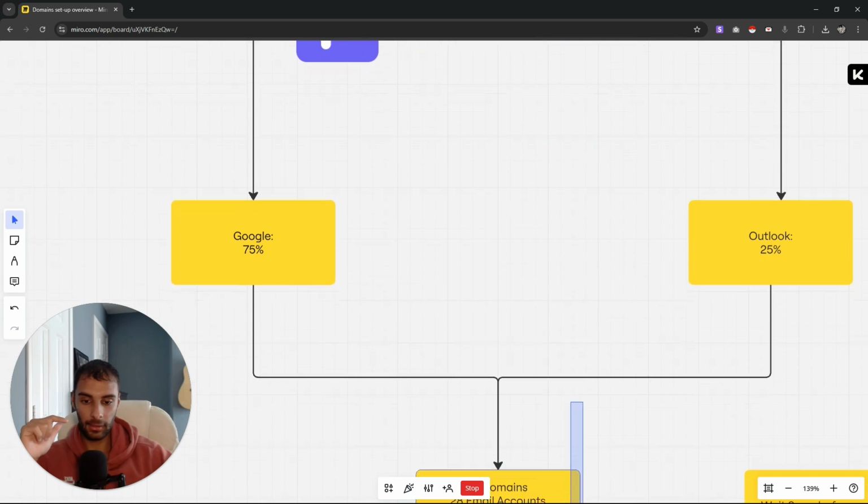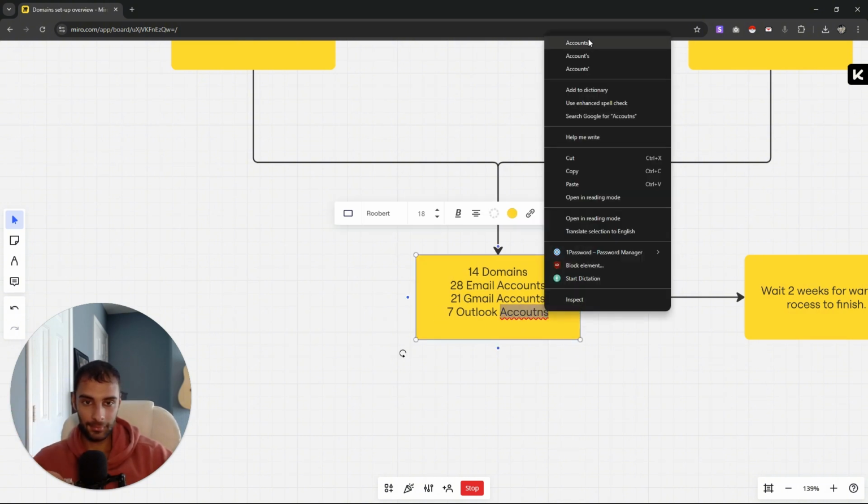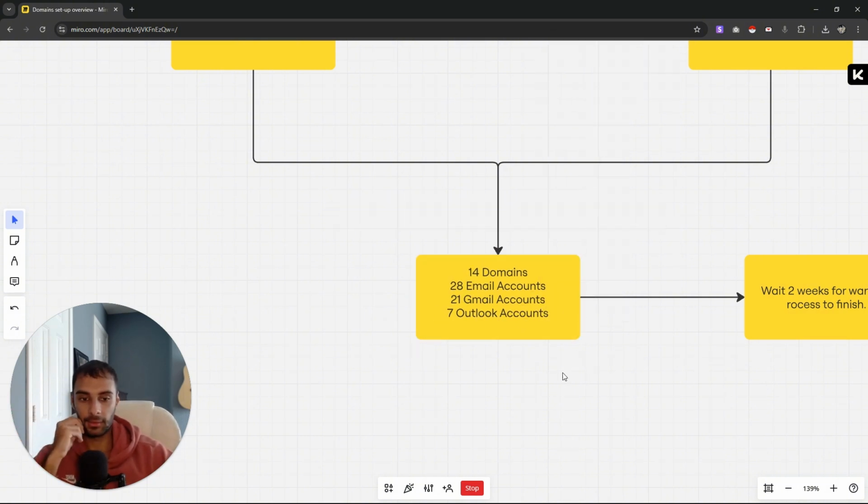and if I go down here, so for example, let's say if you buy 14 domains, that's 2 email accounts per domain, that's 28 email accounts. 21 of them are going to be Gmail, 7 are going to be Outlook, and Outlook is spelled wrong, hold up. And so 7 are going to be Outlook, right? So that's the split I recommend, 75-25, very, very good for right now.